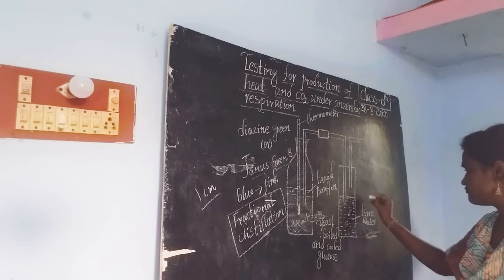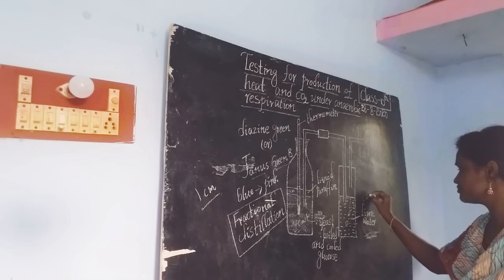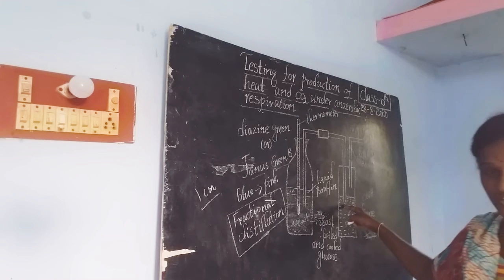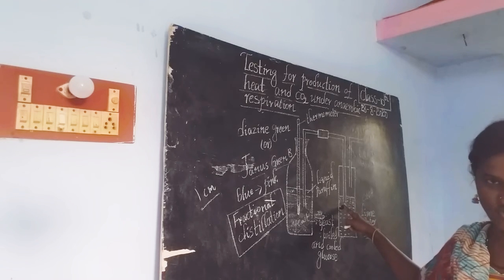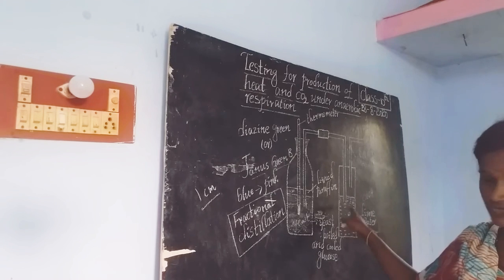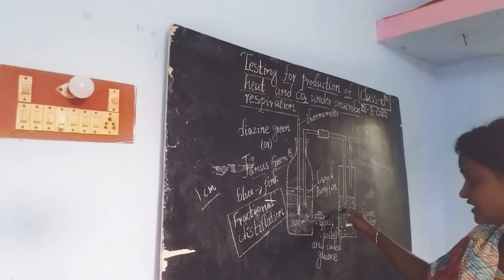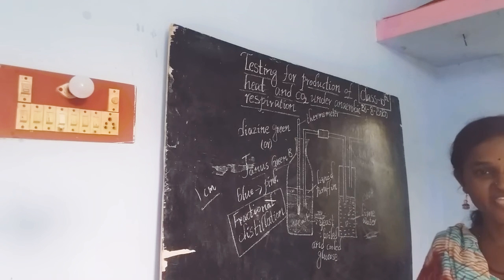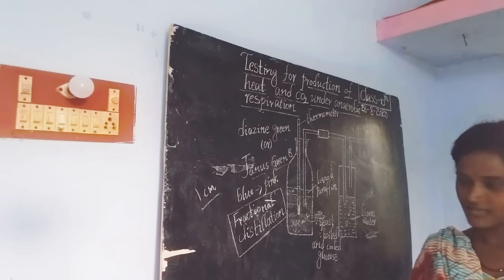And we all know that lime water is also called calcium hydroxide. Okay, we just fill the small container with lime water. And now the delivery tube is in contact with the glucose solution and the lime water. Is it clear? Like this we have to arrange the apparatus.